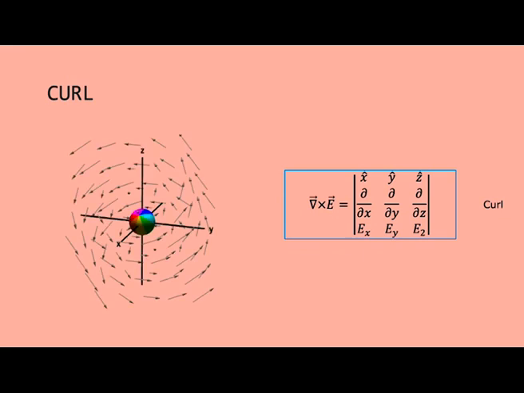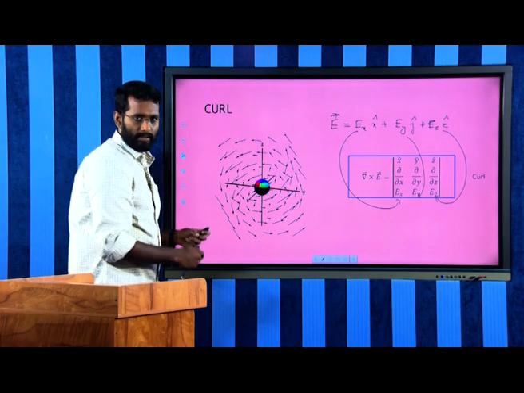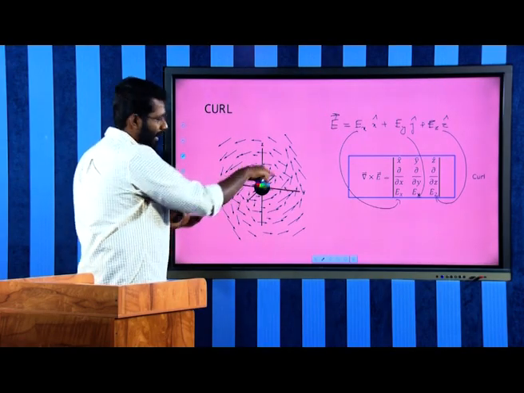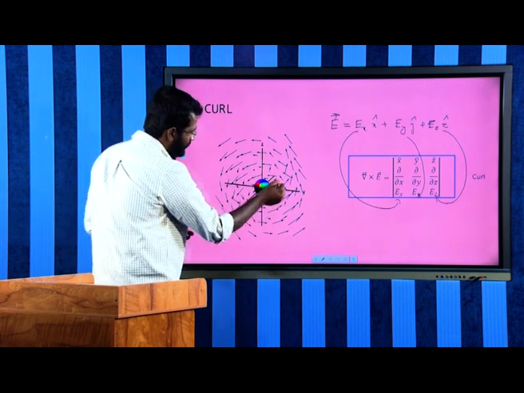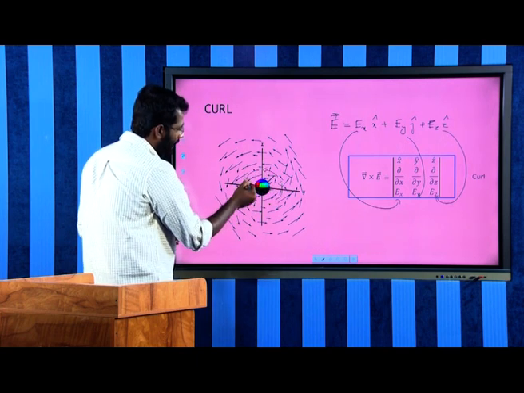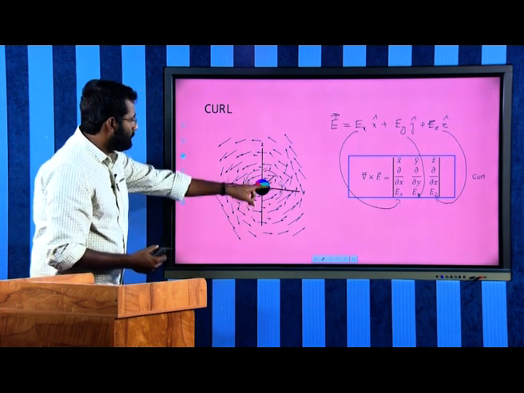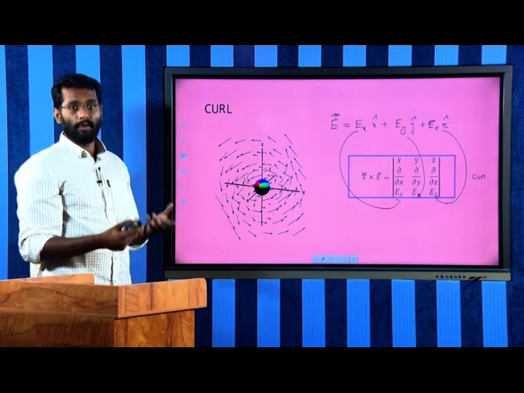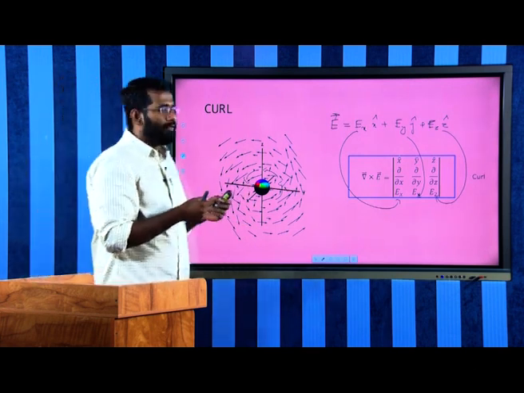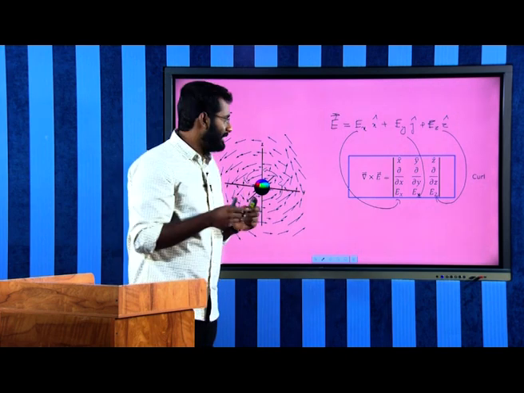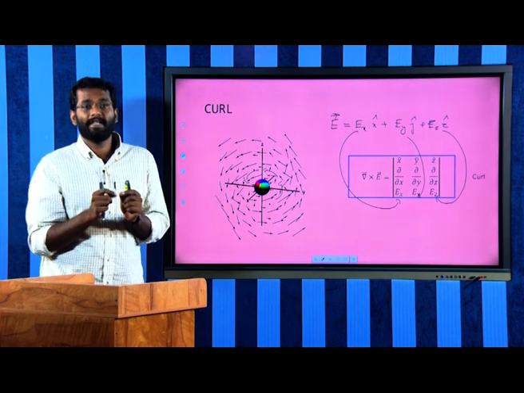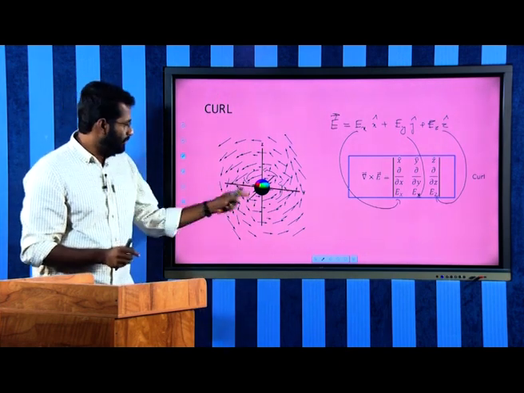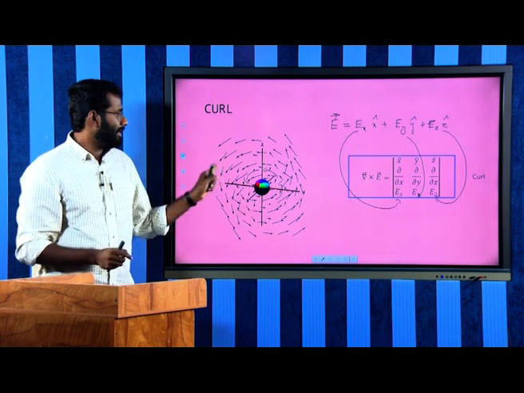For example, you can see here the vectors are rotating around this ball, something like a wind turning here. So it is actually curling, and if we calculate the curl of this vector field at this point, we will get a positive value. If the value of the curl is 0, then we say that it is not a curling vector, or we call it an irrotational vector. But for a vector field like this, we have a curl.